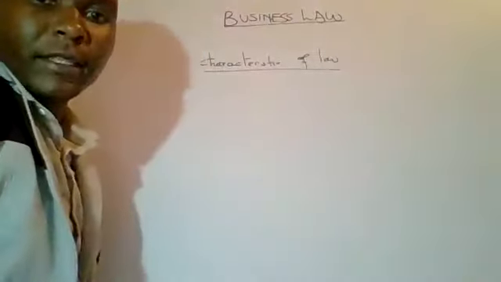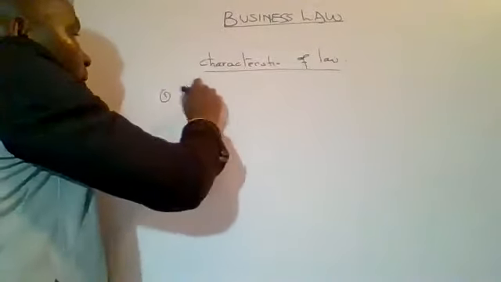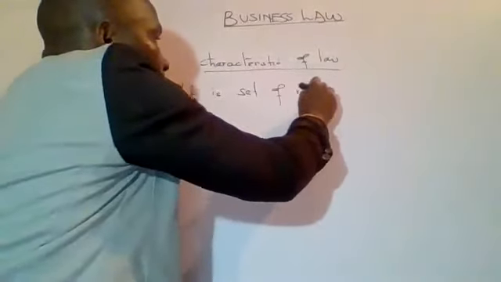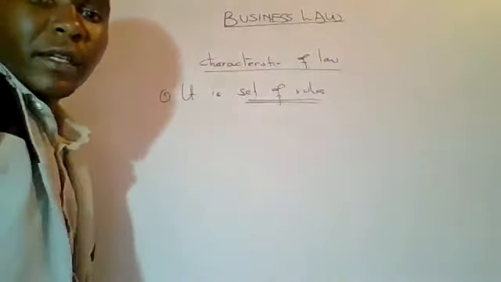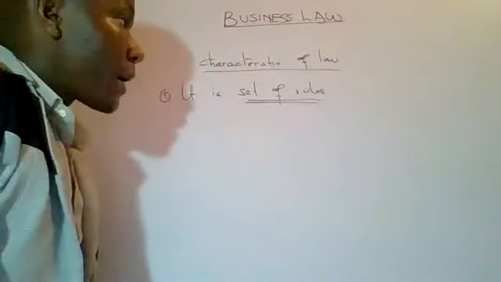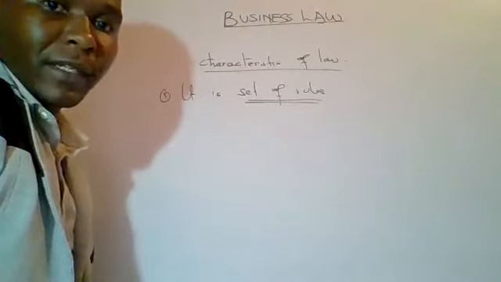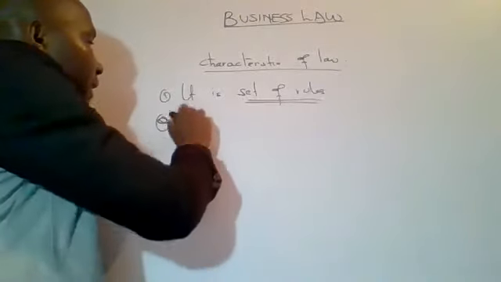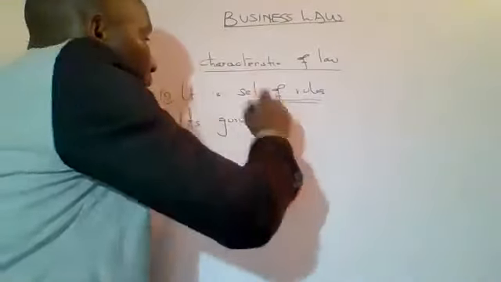So what does this law have? So one of the characteristics of law is that it is a set of rules. So that is the first characteristic. It is a set of rules. So from the definition, you can get at least 3 characteristics of law, if you are asked what is a characteristic of law. And then number 2, say it guides human behavior.